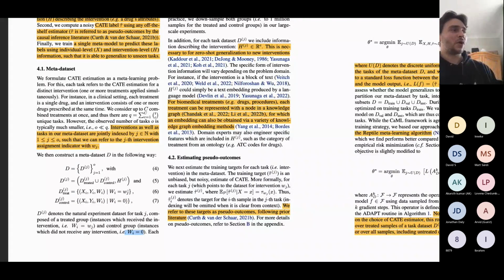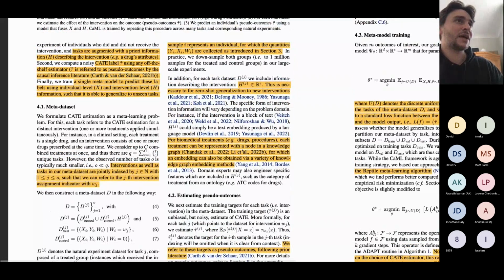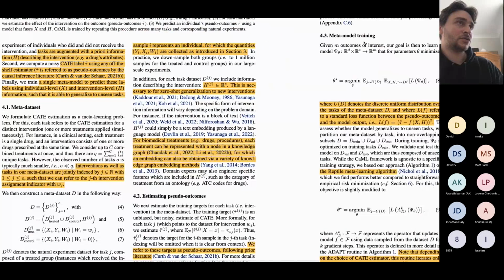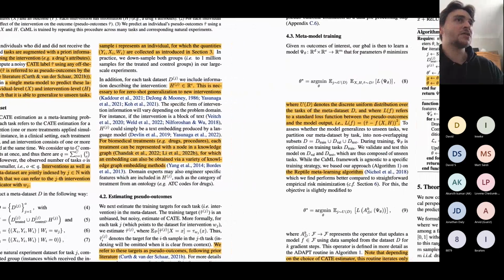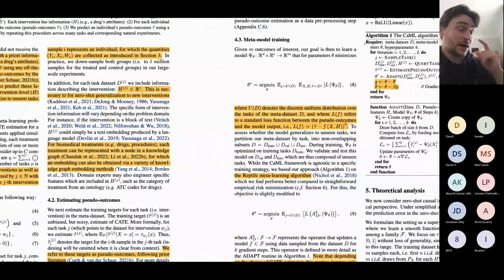But so instead of having one data set D, you have J data sets, one for each intervention. If you remember, at the beginning I was talking about the naive approach. The naive approach could be to just use D instead of separating it into J smaller data sets. So that's the first thing that they do, and then it relates to their meta model training method. So let's talk about that before we go into their estimating of pseudo outcomes.